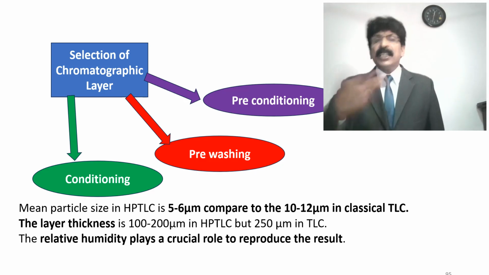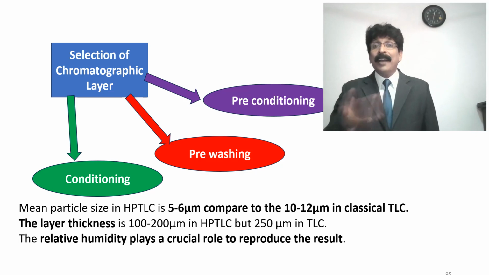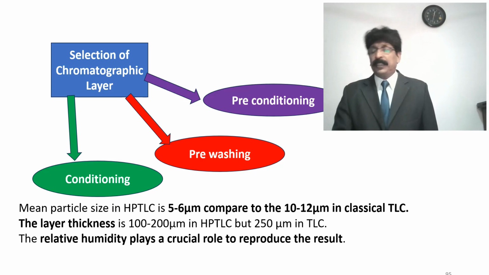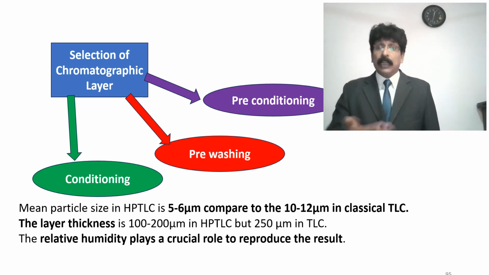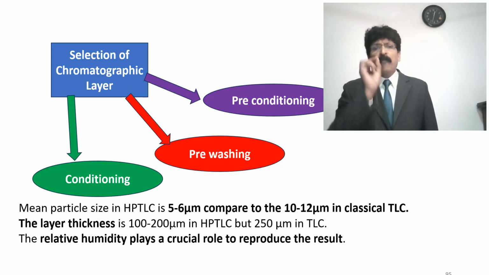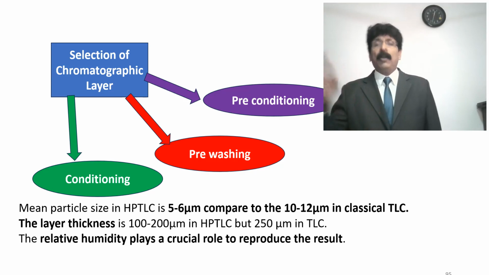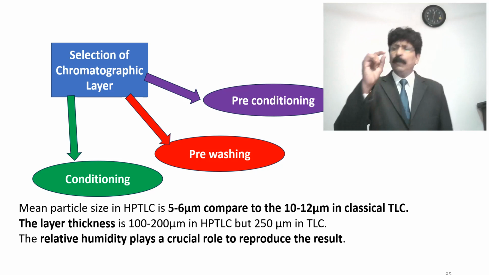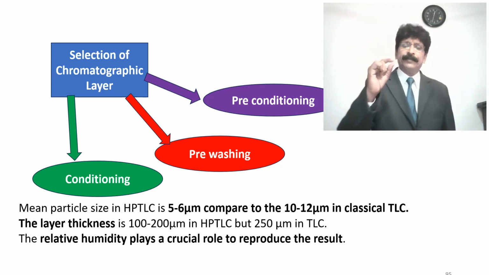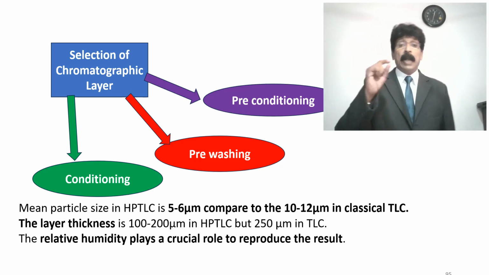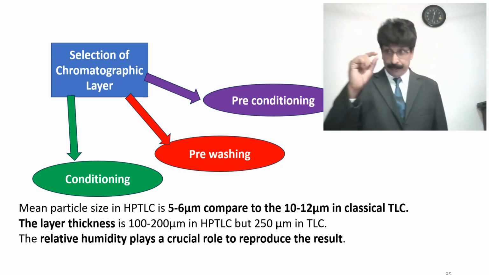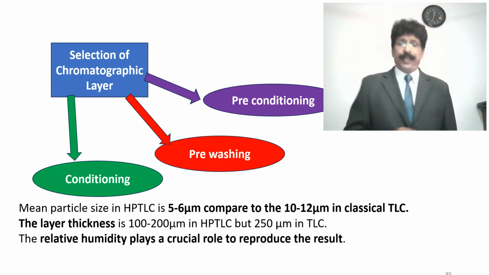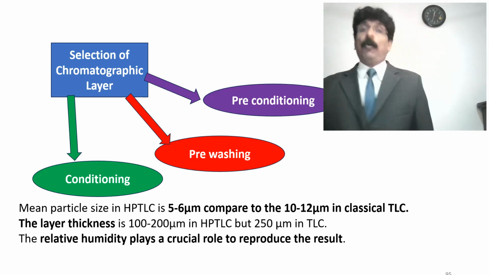Particle size of the granules or the material which you are using for the preparation of thin layer in HPTLC is very small, 5 to 6 micron. But in normal TLC it is 10 to 12. Thickness also you see is very thin, that is 100 to 200 micrometer only. But in normal TLC it goes up to 250. In preparative TLC still more.